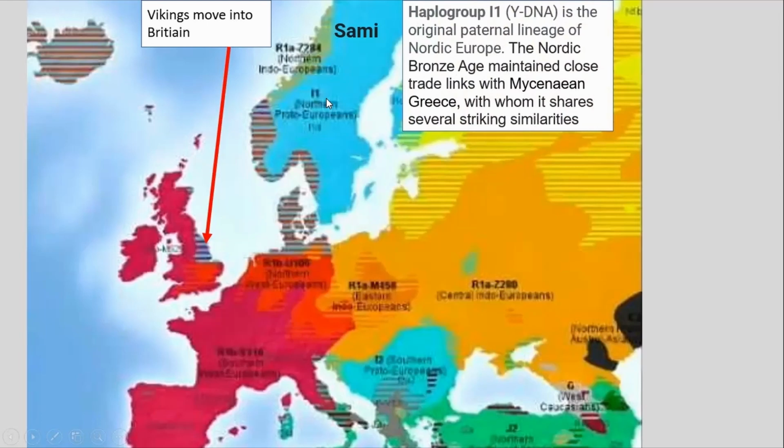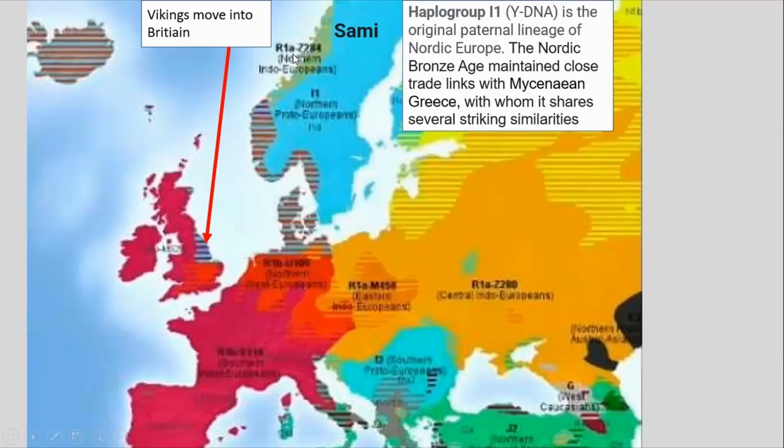Now notice what history says about this. I'm going to read that. This is the Nordic people in Europe, but they were there before. They were there before the R1A1s came in. Do y'all see that they're saying these were already here? And they call it the Nordic Bronze Age.